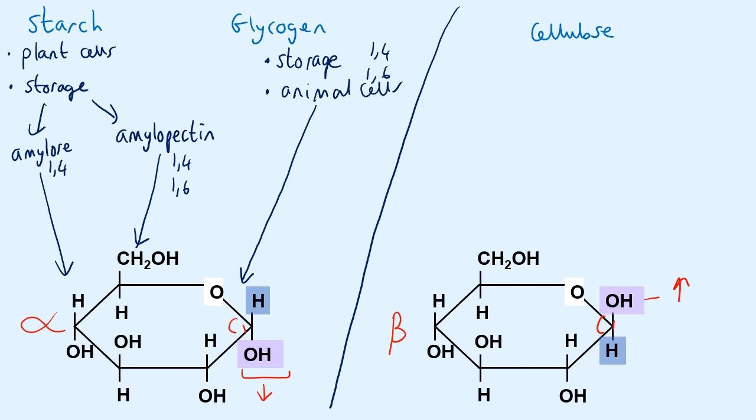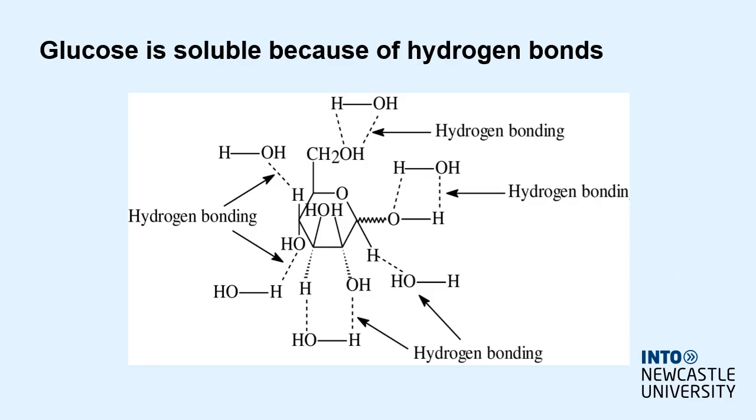Cellulose is made up of beta glucose molecules joined together. Again, like starch, it's in plant cells only. However, it is not for storage, it's for structure. And we'll talk about how it functions as a structural component of plant cell walls shortly. Starch, glycogen and cellulose are all insoluble under normal cellular conditions as polysaccharides.